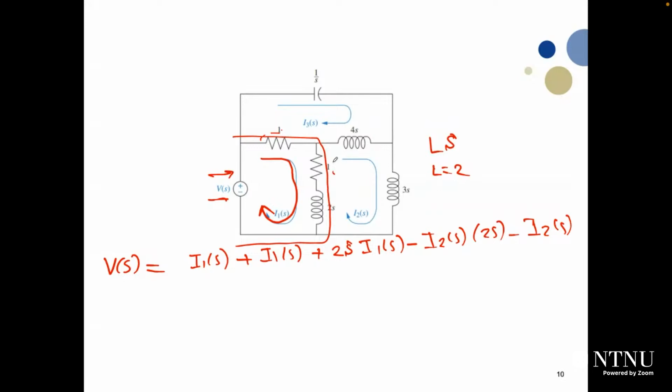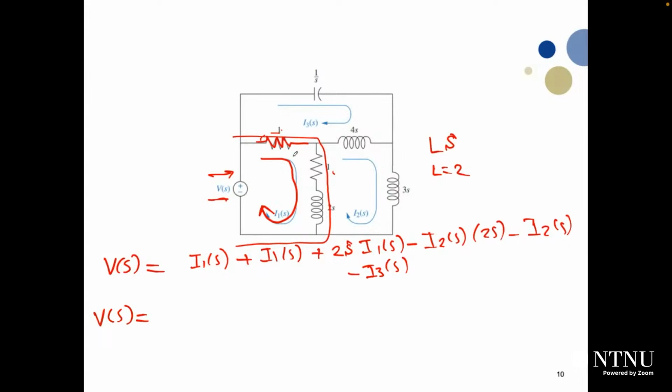Let me check. This one. You forgot something here. I3 maybe? Yes. Very good. I3. So we need to subtract also I3 multiplied by 1. So we need to have here minus I3 of S because it's multiplied by 1. So if we need to write it one more time, it will be like this one: V of S equals, we can start from this resistance, which is 1.